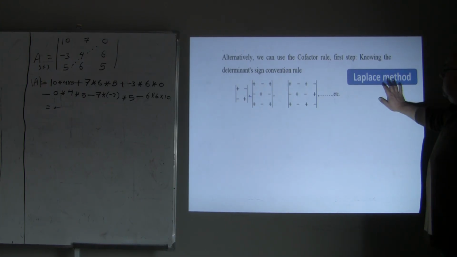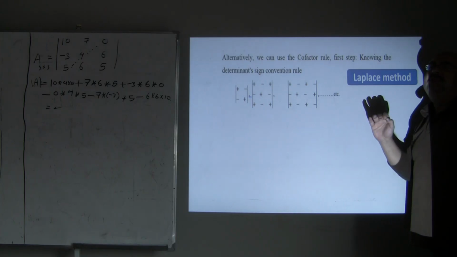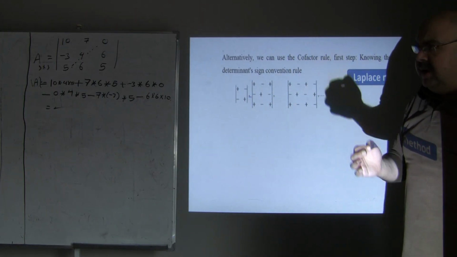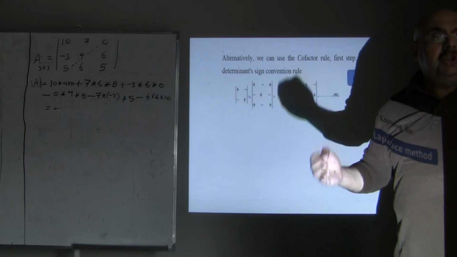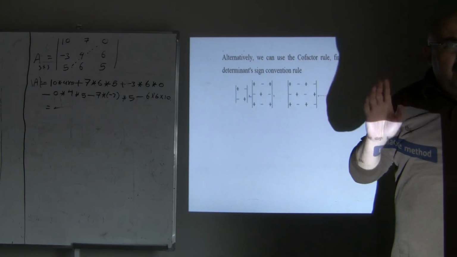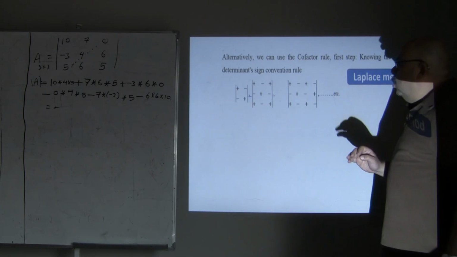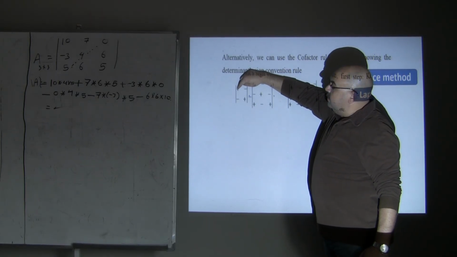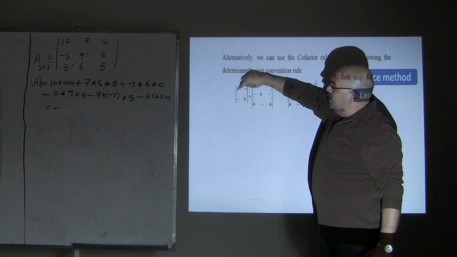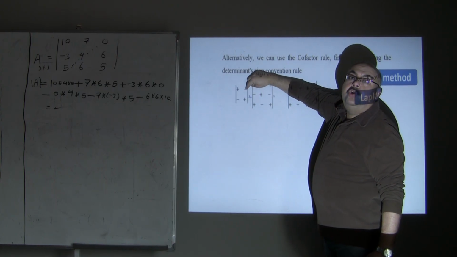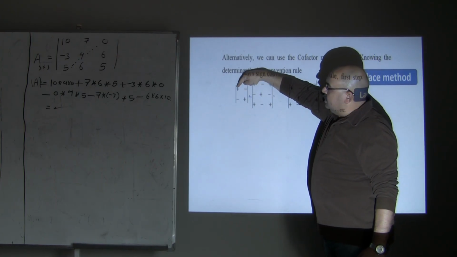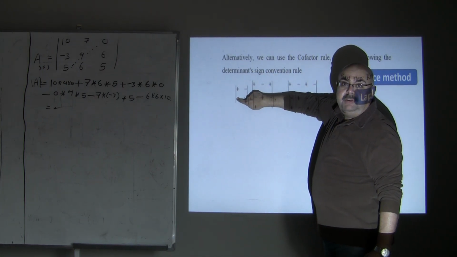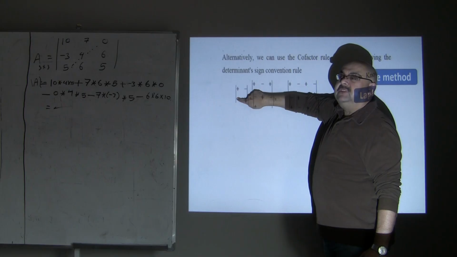First, before going to the Laplace method, there is what is called the sign rule, which is related to determinants in general. It will start with a positive. So if I'm talking about 2 by 2, this is going to be positive. Then I will go negative. Then I will go zigzag. So positive, negative, positive, negative. Do you read me?